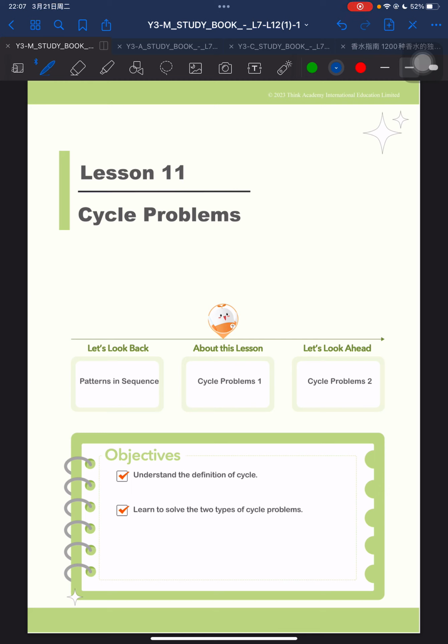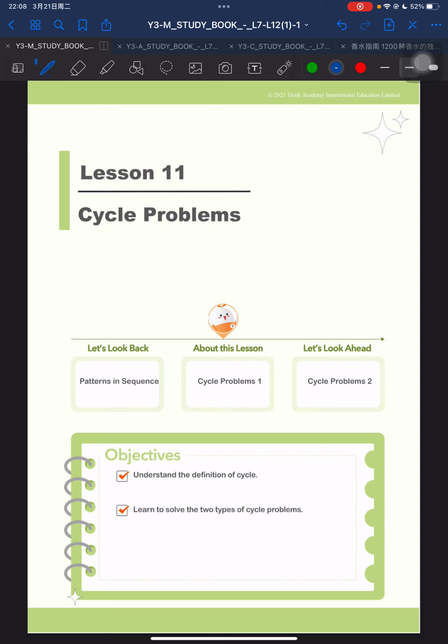kinds of things. Well, first of all, everybody, when you see cycle, what kind of things will come to mind? Well, maybe a bicycle? Yeah, that's a kind of cycle. But what is a cycle in math? Well, it is quite similar to what we have learned before, a pattern. And when we talk about cycle, it is a repeated pattern in a sequence. And in this lesson, we would learn to understand the definition of what a cycle is, as well as try to use this cycle to solve different kinds of problems.